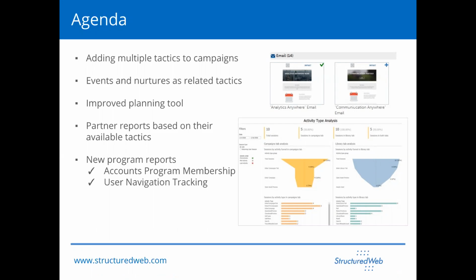First, starting with something for the content managers out there: the ability to add multiple tactics into a campaign at once instead of adding them one at a time. Also, we'll be taking a look at the related tactics feature and how we've added events and nurtures to be supported as related tactics. Some updates that we've made to the planning tool.